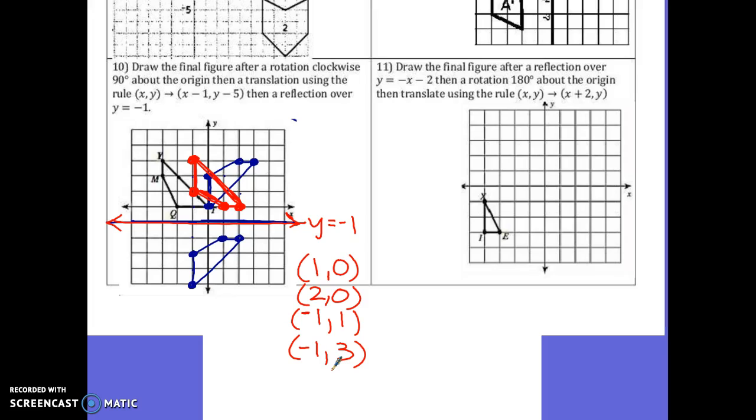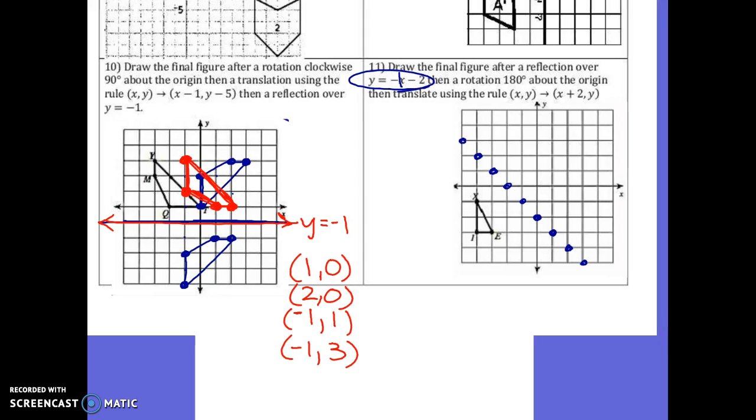11, draw the final figure after a reflection over y equals -x minus 2. Rotate 180 and then translate. So we're going to start with the reflection. And it's y equals -x minus 2. So I'm going to go down 2. And my slope is -1. So I go down 1 over 1. It's a perfect diagonal. Not through the origin, but it's a diagonal.